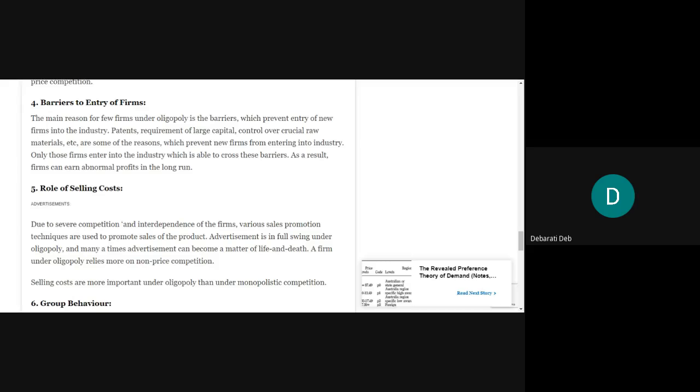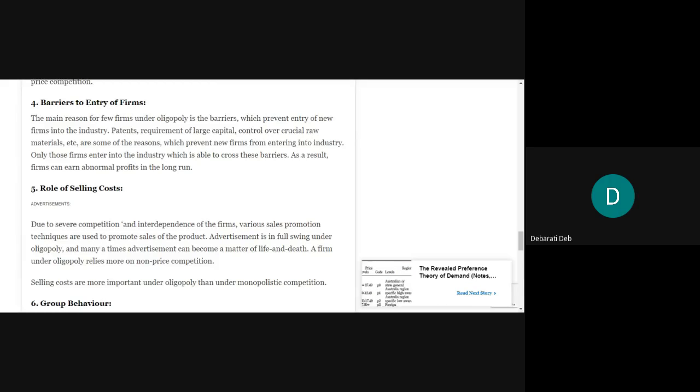Okay, there will be patents. Requirement of large capital. In these industries, if you want to start up a project, it has to include a huge amount of capital investment, which itself will restrict the new firm from entering easily into this market. Then control over crucial raw materials, etc. are some of the reasons which prevent new firms from entering into the industry. Okay, only those firms enter into the industry which are able to cross these barriers. As a result, firms can earn abnormal profits in the long run.